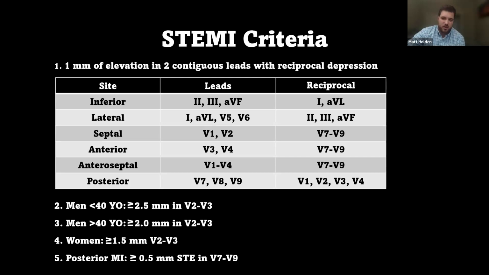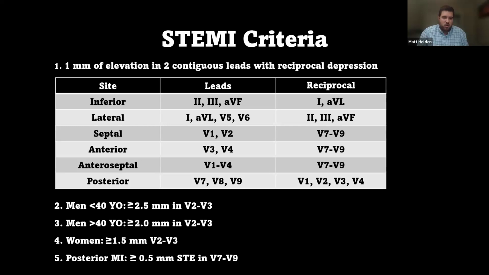For men, just because medicine just has to throw a curveball into almost everything, you have to know a little bit more criteria. If you have a man who's less than 40 years old, the elevation needs to be greater than or equal to 2.5 millimeters in V2 and V3. If they're greater than 40, it needs to be greater than 2 millimeters to call it a STEMI. In women, greater than 1.5 millimeters in V2 and V3.